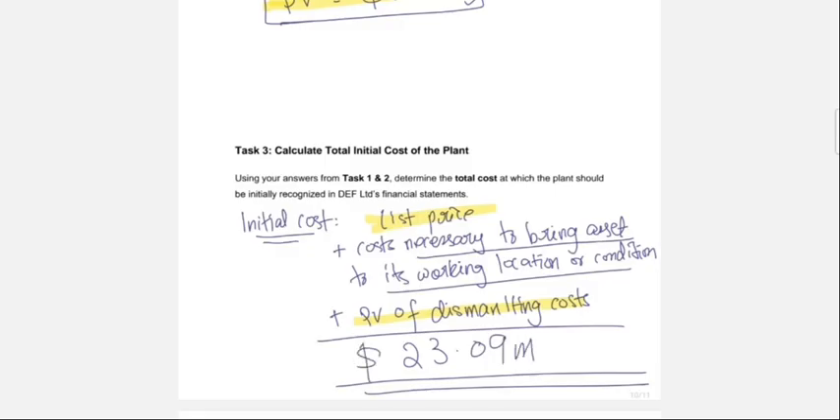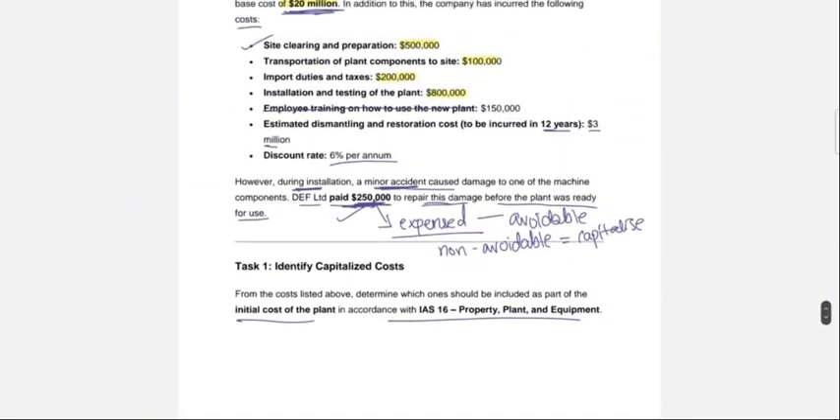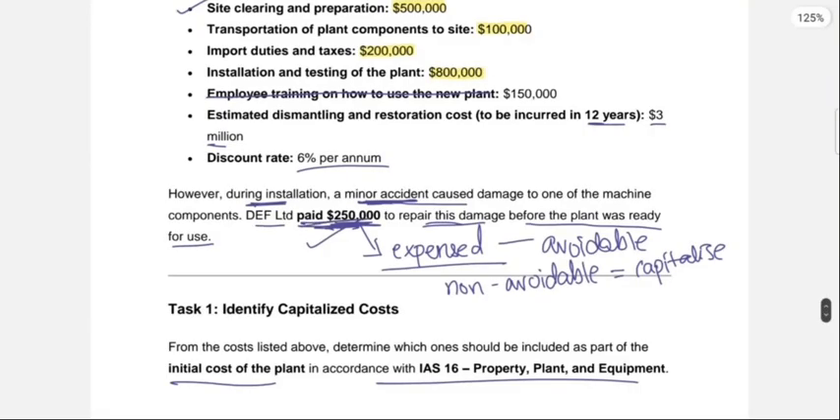I'm hoping you might have gotten a similar answer to this one. If you have not, please look at this video again. Try to work through the solutions and see where you got it wrong. This was one of the tricky areas where you have to identify whether the cost of such accidents is going to be expensed or capitalized. The way to recognize them is that if those costs are avoidable, they are expensed. But if it is a non-avoidable cost, which means a cost that has to be incurred, otherwise the asset cannot be brought to its working condition or location, then you will capitalize those costs. So this is one way to remember such tricky points.